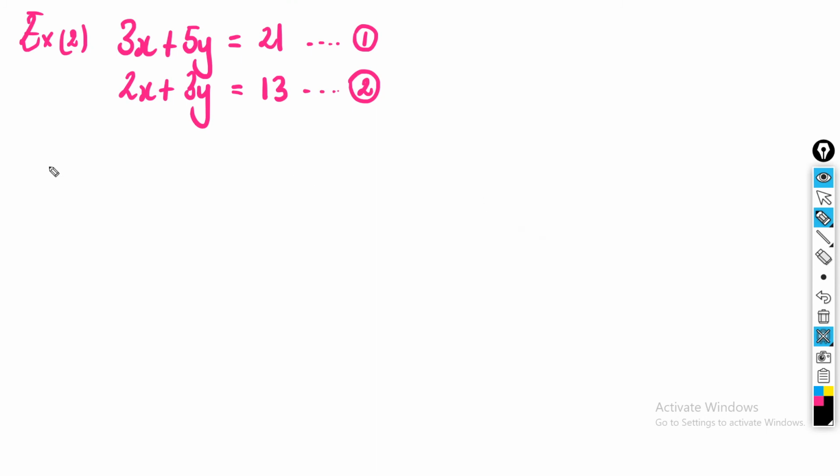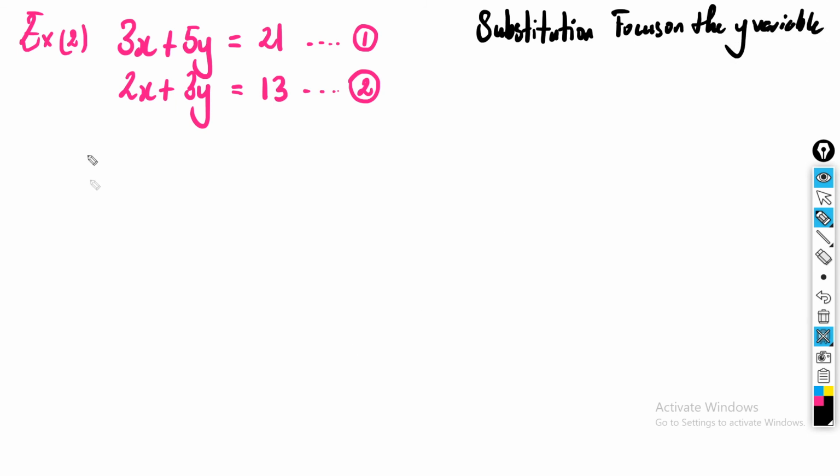All right, guys, so we're going to be looking at another example. And in this case, guys, we're going to use the method of substitution. But for this method of substitution, guys, we're going to focus on the y variable instead. Cool. So let's look at this.